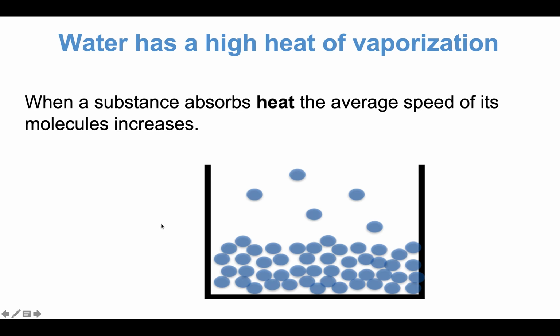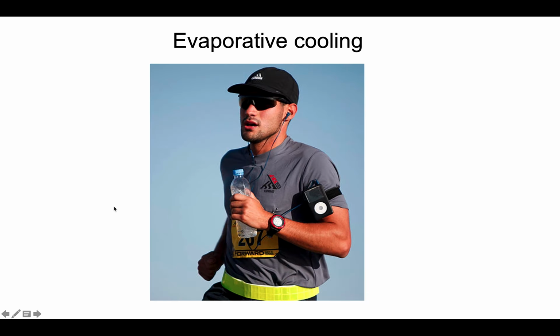You have to heat water a lot more than something like alcohol before it can evaporate. And this is a very important property of water that helps us with evaporative cooling. When we exercise, our bodies get hot, and one of the ways that our bodies remain at a constant temperature, to keep the homeostasis of temperature in our bodies, is by sweating.